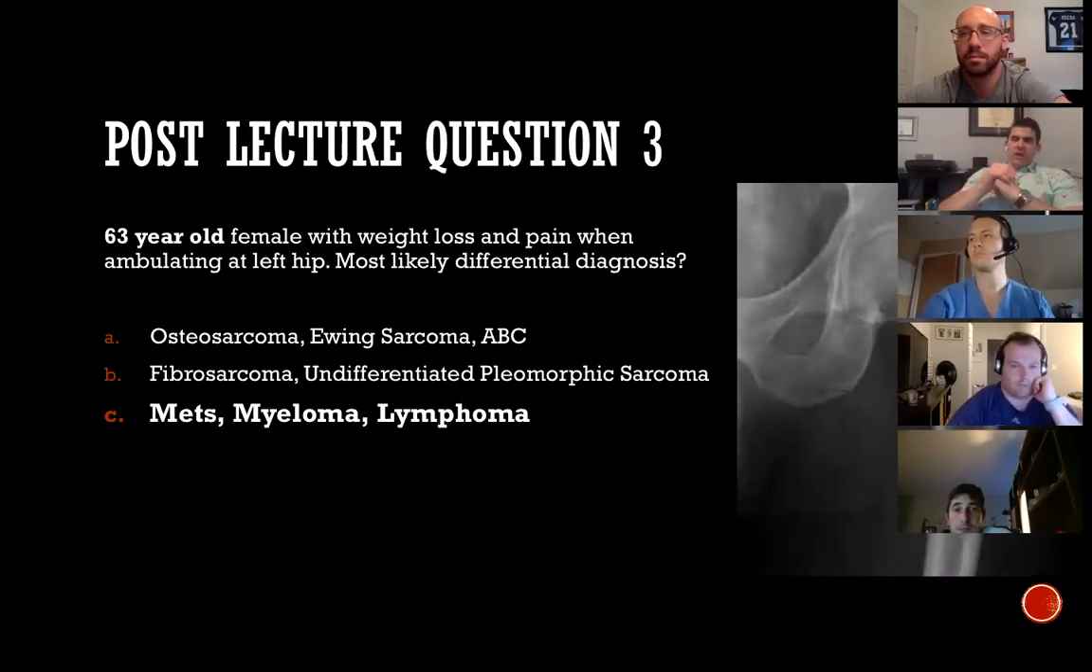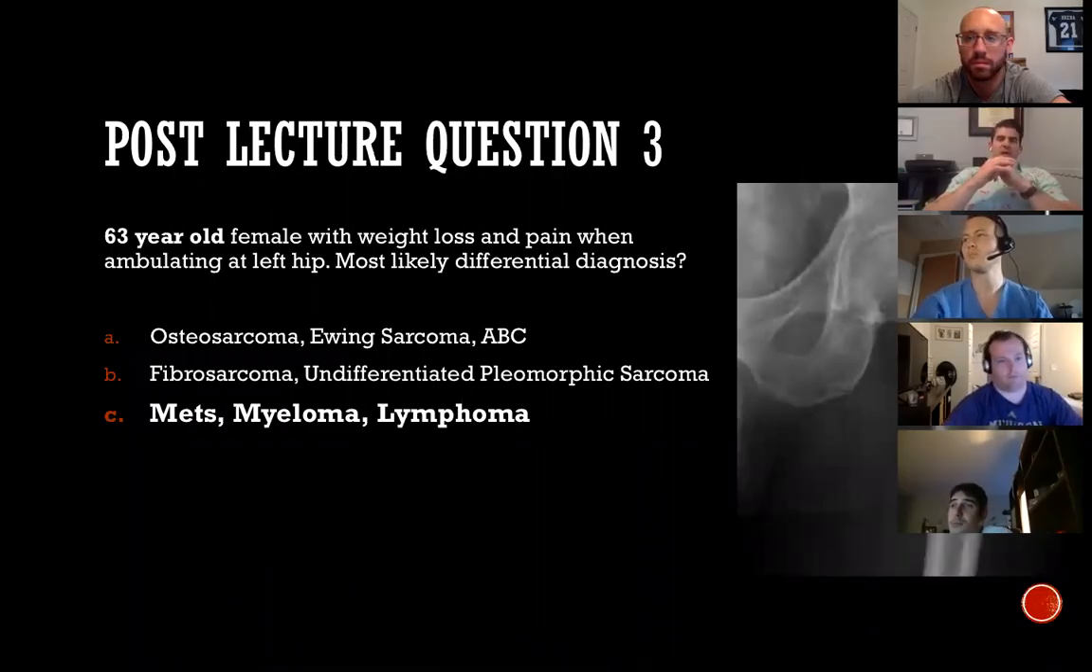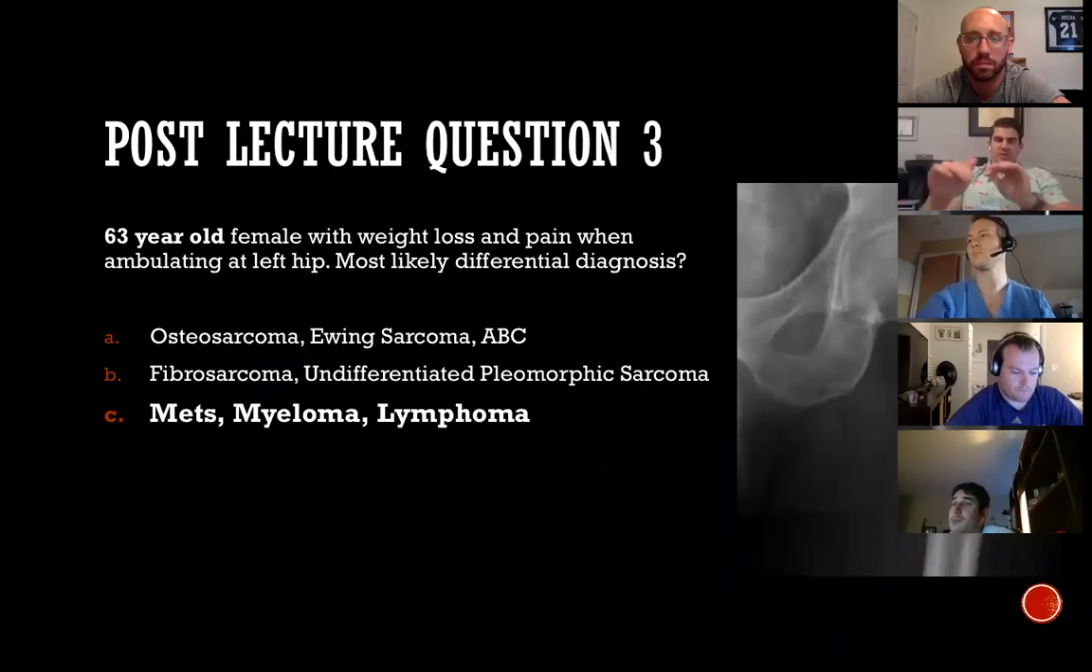Other things to just point out, we talked about osteosarcoma, Ewing sarcoma, and aneurysmal bone cysts are typically etiologies of younger patients, though not necessarily, but for the purposes of simplicity in this lecture. And then fibrosarcoma and UPS, those are soft tissue sarcomas, just to keep in mind. So I tried to throw in a little curveball.